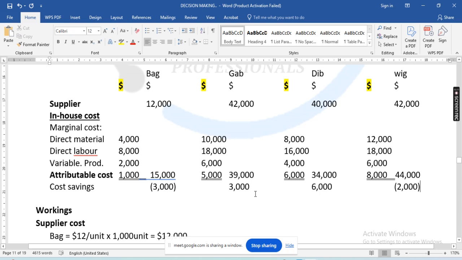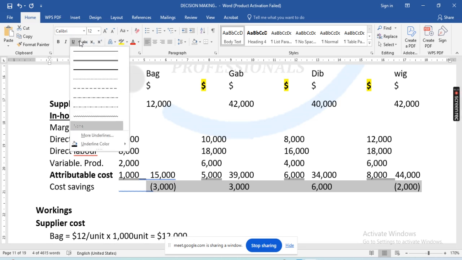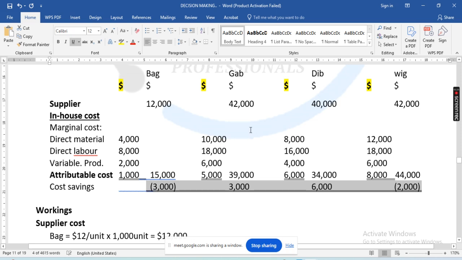Now, what will be the decision here is that you should do what? You should make which of the products outside? They will make which one and which one outside? Bag and wig. Thank you.